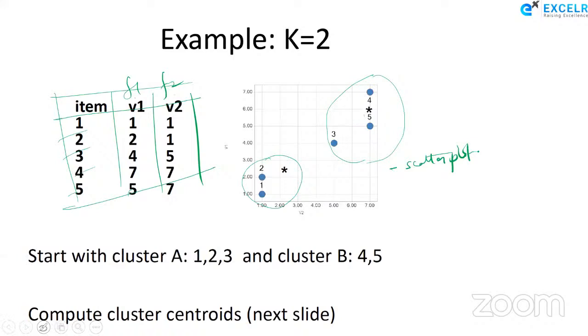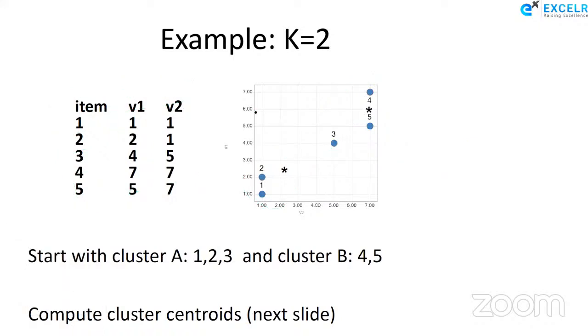But let us purposefully put 3 into the cluster with 1 and 2. Let us purposefully create a cluster of 1, 2, and 3, and a cluster of 4 and 5. So we start with cluster A, which is 1, 2, and 3, and cluster B, which comprises 4 and 5. So this is your cluster A, and this is your cluster B.